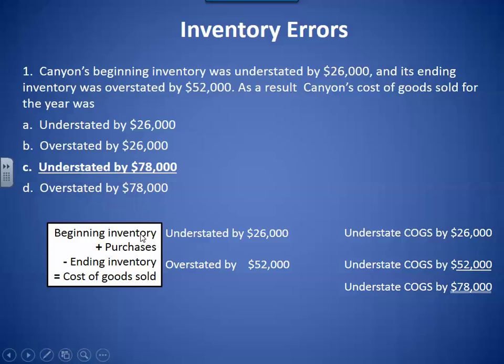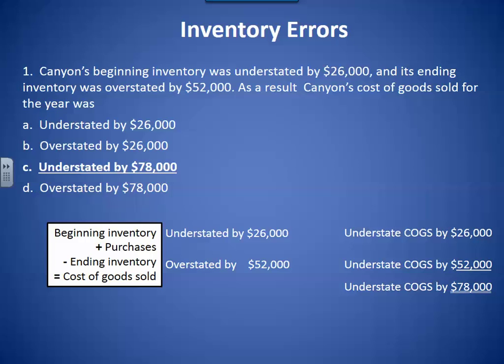If we take a look at our inventory formula, our beginning inventory was understated by $26,000, and that's going to understate our cost of goods sold by $26,000. And our ending inventory was overstated by $52,000. And since that's a subtraction from our beginning inventory plus purchases, that's going to end up understating cost of goods sold by $52,000. So that's going to result in an understatement of $78,000 in that particular year.